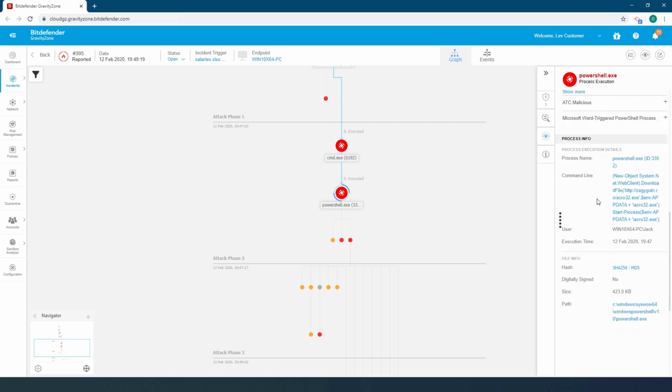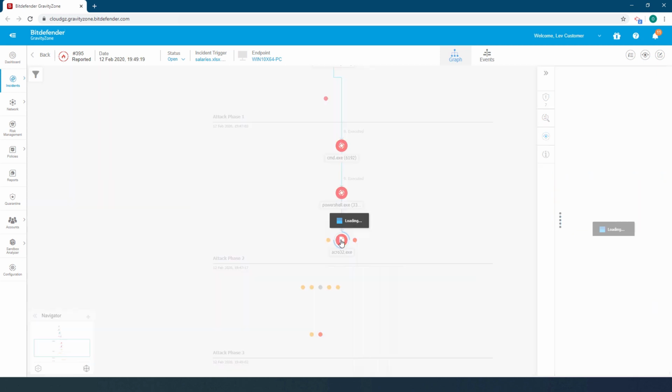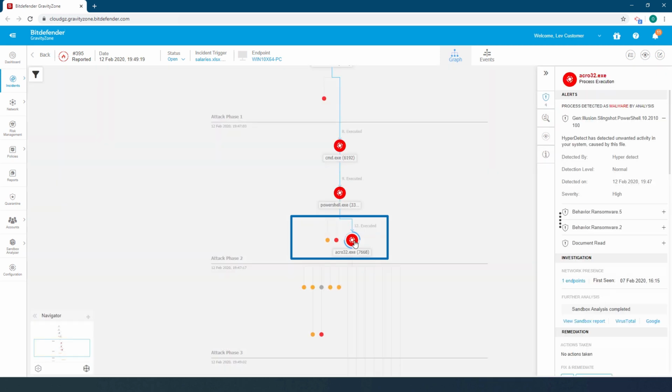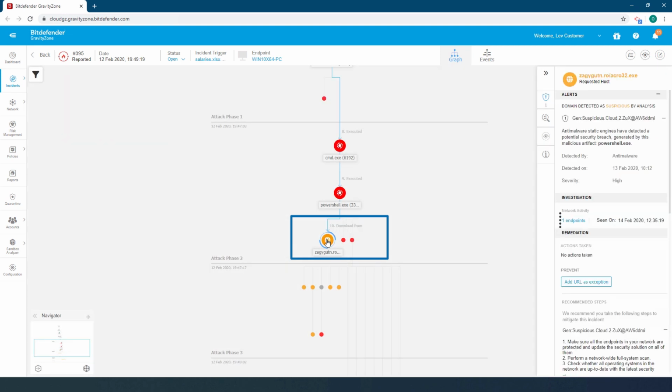If we look closer at the command line that was run by this PowerShell instance, we see that it further downloads payload from a particular URL, which is usually called a command and control center in the attack phase. It is only now that we can see the actual ransomware, which was brought through fileless methods by PowerShell and executed directly in memory. We can also see in this graph the URL that was used to download the malware from. This was also marked as suspicious by our anti-malware analysis.